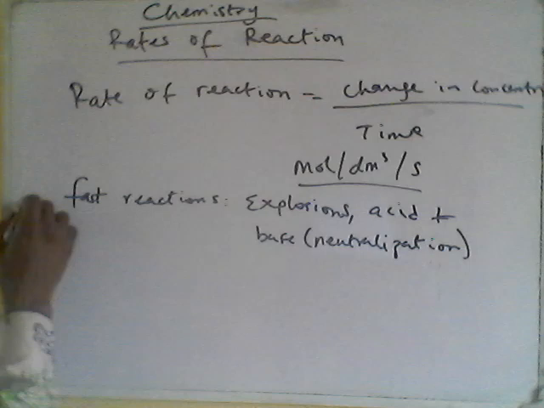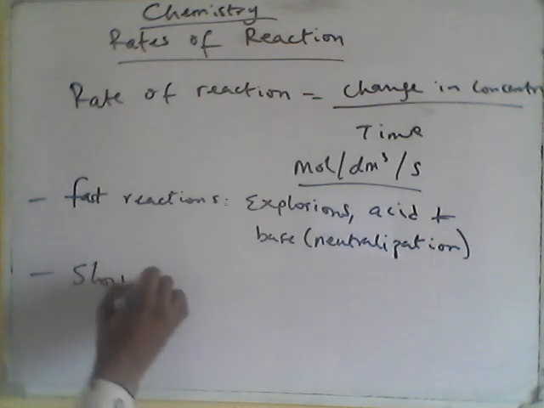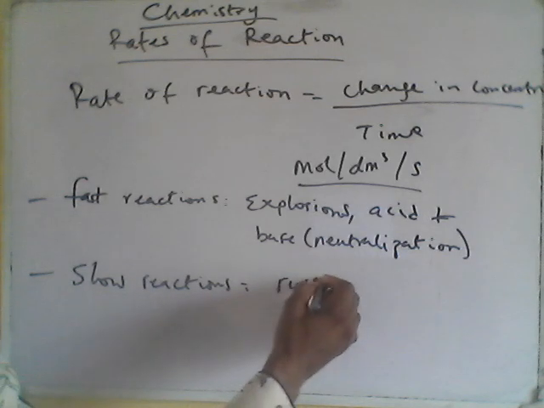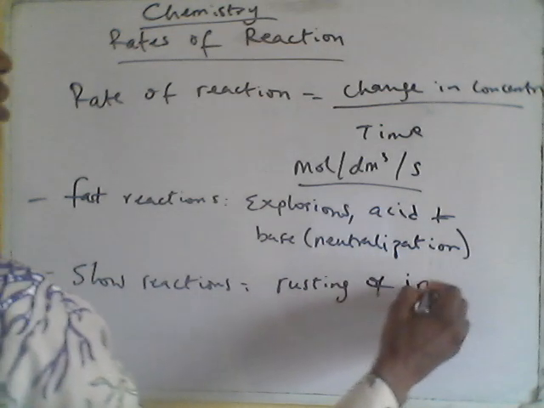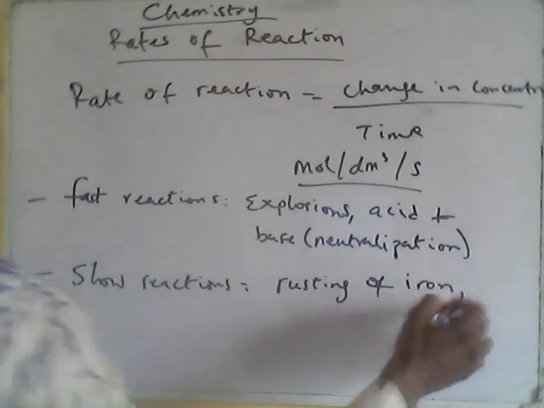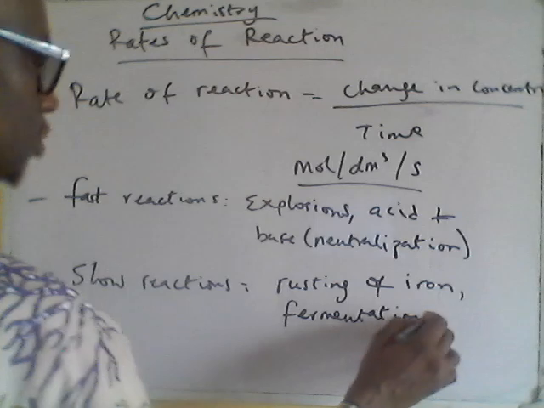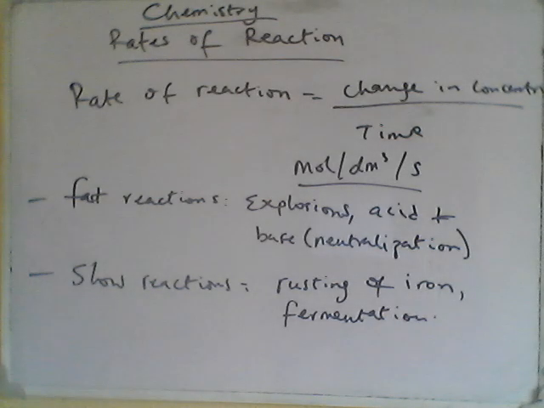Okay, then slow reactions. An example of a slow reaction in terms of time is the rusting of iron. You agree with me that iron takes quite a while to rust. Fermentation takes even days to occur. Okay, so we're going to be looking at the factors that affect chemical reaction. What will make this one go very fast and this one go very slow? Understand? We'll look at it, so just sit tight.